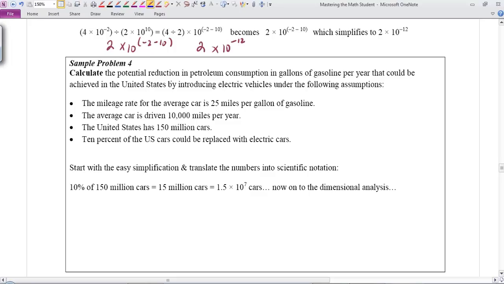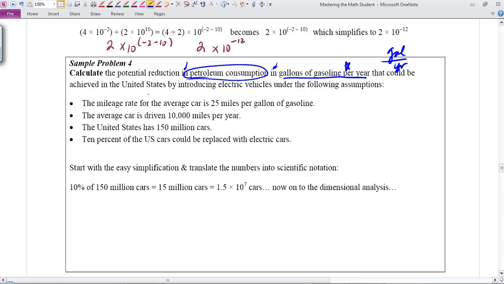So what am I calculating? Reduction in, that's a preposition, so you also have to respect the prepositions because they're your friend. It's focusing you on what to calculate. Calculate the potential reduction in petroleum consumption. So petroleum consumption is what we're after in, another preposition, same preposition, but another one thrown into this sentence, gallons of gas per year. So gallon per year is what I'm after. The word per is your friend. It tells you whatever's coming next is in the denominator.